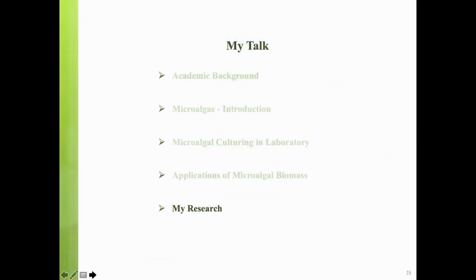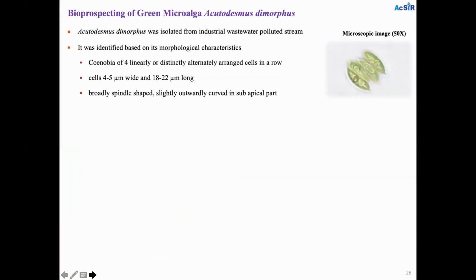Now let's discuss what I did during my PhD. My PhD was focused on bioprospecting of the green microalga Ectodesmus dimorphos. Ectodesmus is a freshwater microalga which was isolated from an industrial wastewater-polluted stream. I isolated this microalga, and we characterized its morphology and identified it as Ectodesmus dimorphos.